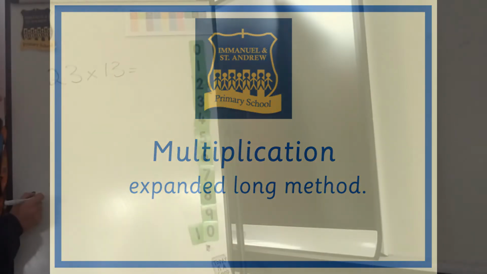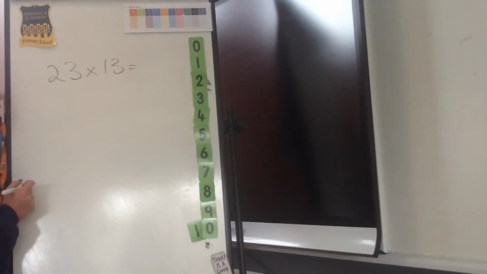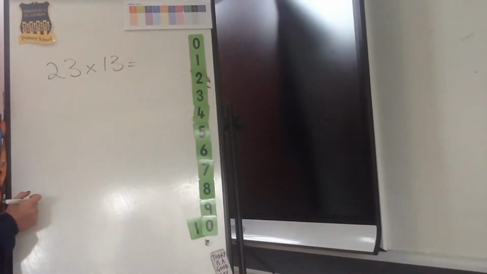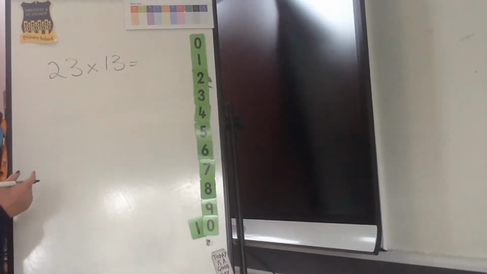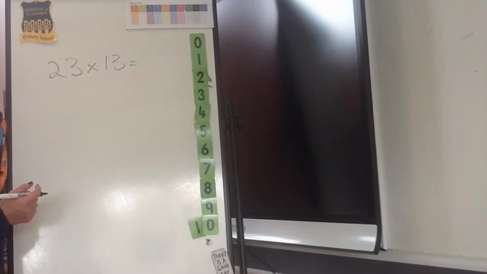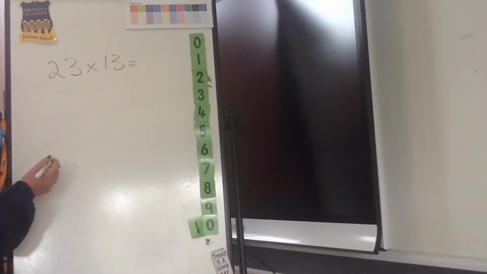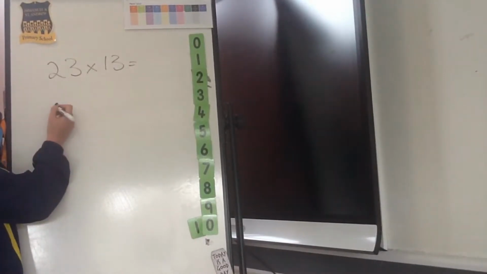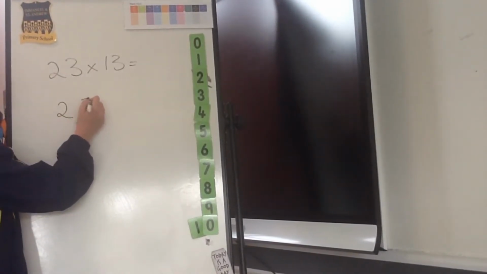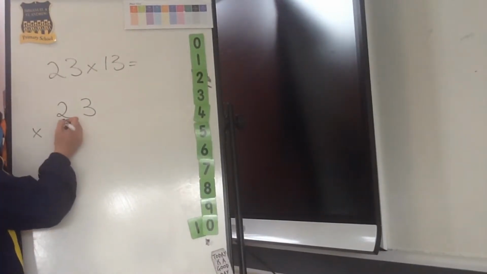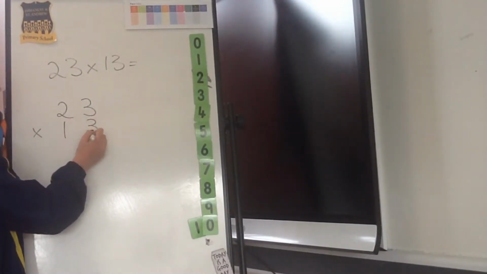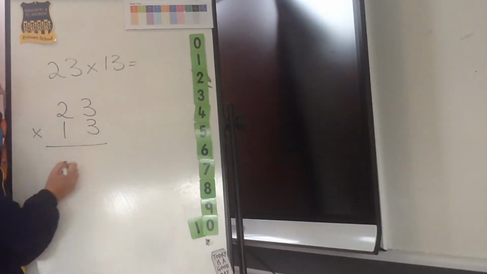So now we're going to look at the expanded long multiplication method, which should be used when the children are secure using the grid method. So it's the next step in the calculation. So first of all, setting out the calculation formally, very similar to how we've done previously. 23 here, our operation here, which is multiplication, and 13 here.